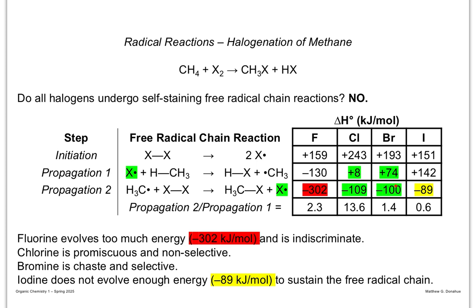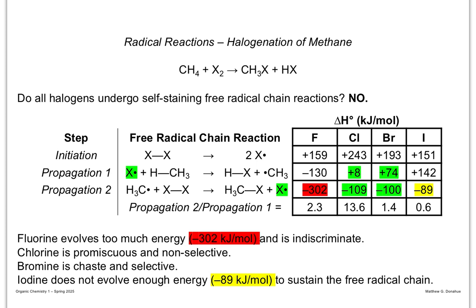Bromine, since it's better matched, is chaste; it's not very promiscuous. It's going to go after specific types of hydrogens, so it's more selective in how it reacts. And that's really what we want when we're designing reactions: to be very rational about what site something is happening at.